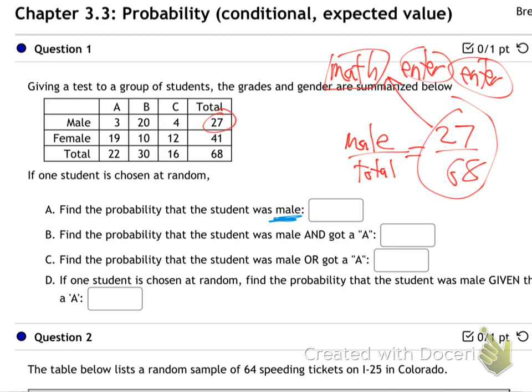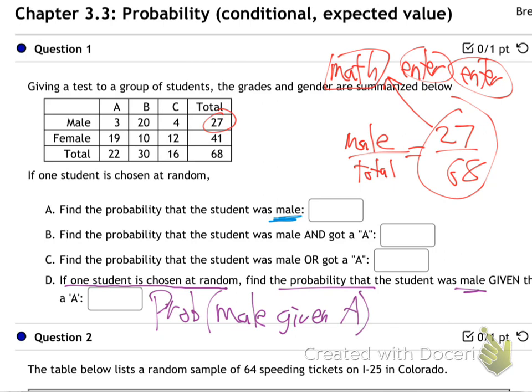Just hit math, enter. Oh, no, let's jump down to D, though. D is different. Let's do D. D says if one student is chosen at random, find the probability the student was male given they got an A. So it's the probability that they're male given they got an A.